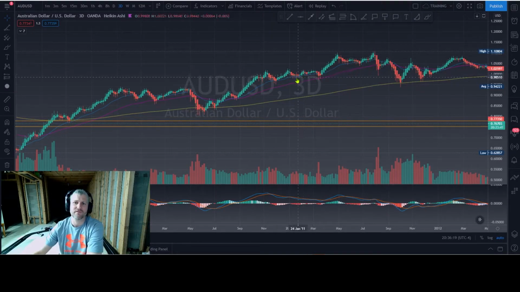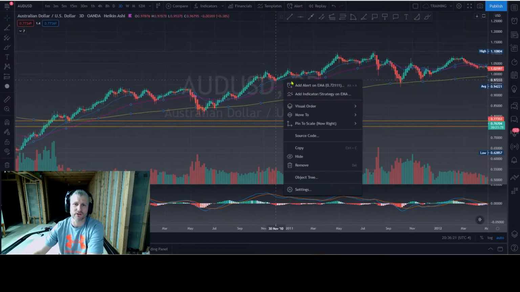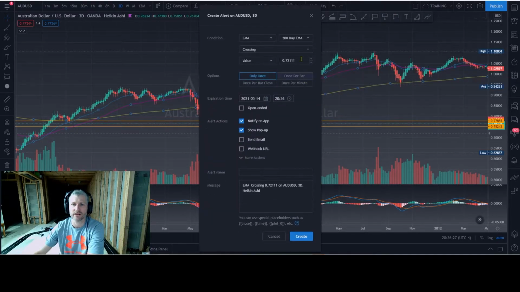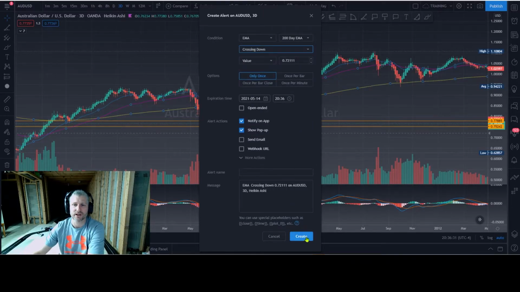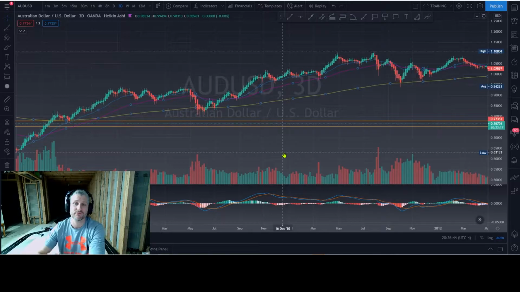And with TradingView, I can right click on my moving average and just set an alert. So if I click on this, add alert, I can say, hey, when this is crossing down, alert me. And whenever that comes down, if you're not watching it and somehow it drops and crosses down through that moving average, you get an alert and you can get out of your trade real quick. So tips like that, use your programs to your advantage.